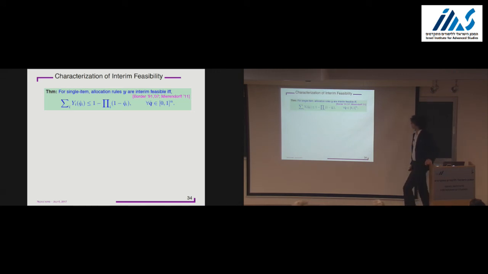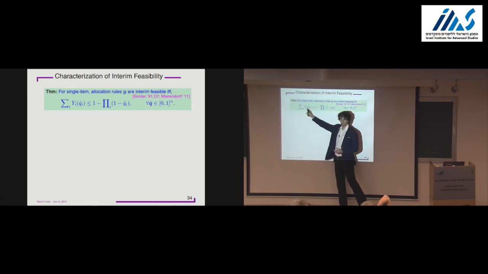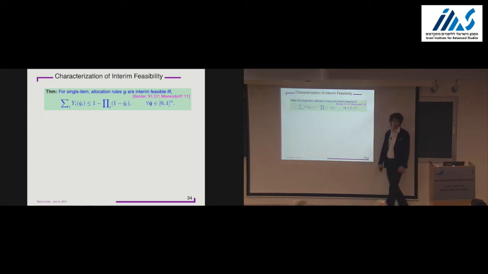This property that we've been talking about actually is a general characterization of interim feasibility. It's known as Border's theorem, and it says that given any upper bound on the strength of the players' types, the expected number of types that you should serve who are stronger than that bound on their quantile has to be less than the probability that one of those players shows up. You can't serve players more often than the player shows up.